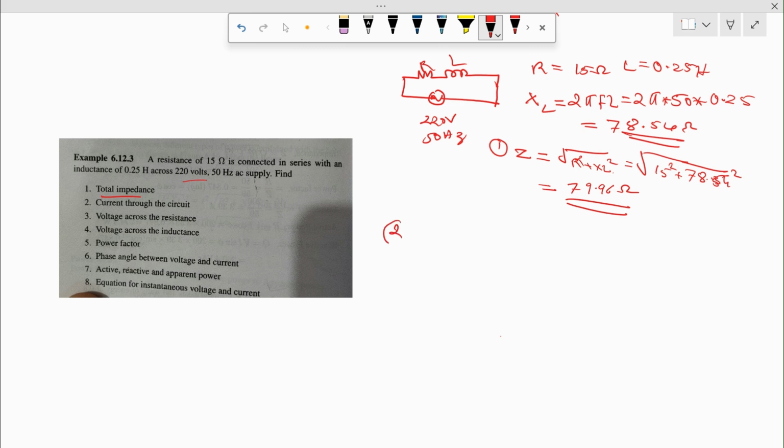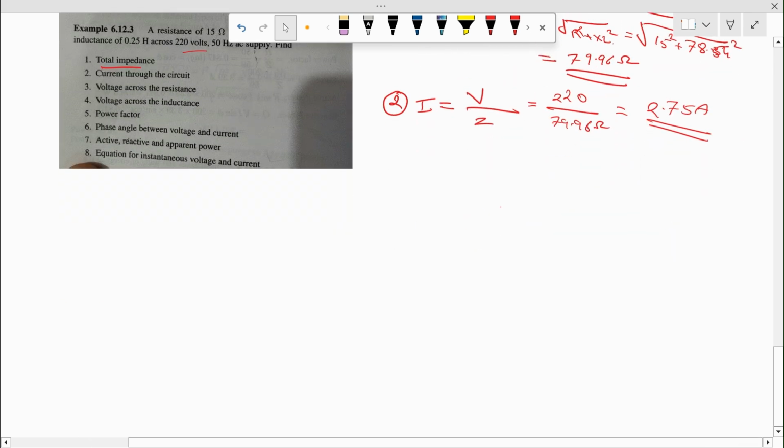What is the second part? In the second part we have to find the current through the circuit. We have a series circuit. We have the total impedance, and the total voltage across the series combination is V, 220 volt RMS. So I is equal to V by Z. V is 220 by 79.96 ohms. The answer will be 2.75 amps. We got the current.